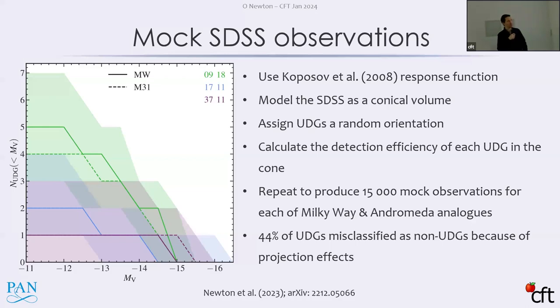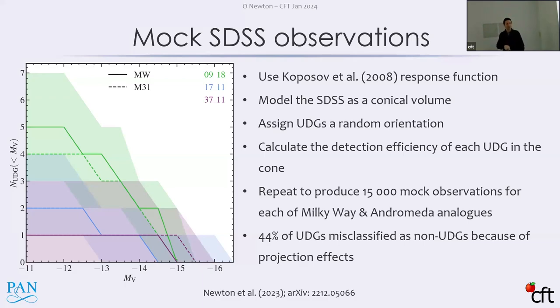So we tried to do a more realistic mock observation of, in this case, the SDSS survey, using a response function that was published back in 2008. We modeled it very simply as a conical volume. And in this case, we tried to account for the orientation of the UDGs, which we did by assigning a random orientation for each observation, which allows us to calculate a detection efficiency given the response of the survey. And this basically dictates whether the UDG is detectable as a UDG or not.